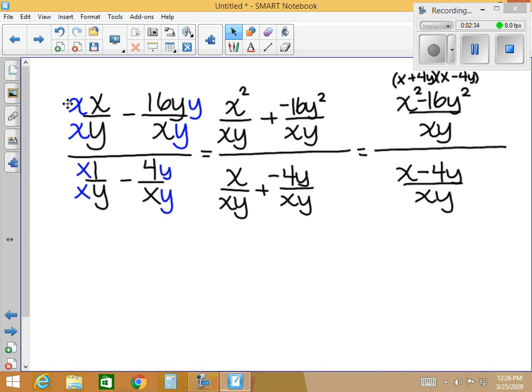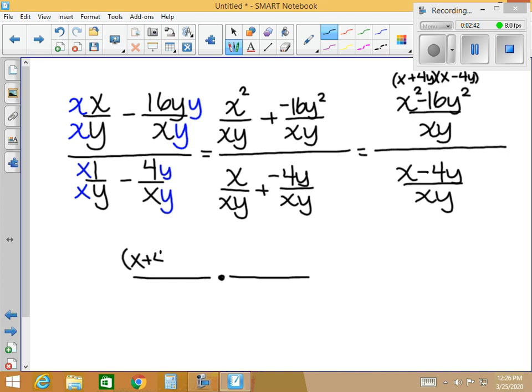Once we're to that step, now we're ready to do our last division, which is multiplying by the reciprocal of the second one. So the top is x plus 4y over xy, times, if I flip the bottom fraction, xy over x minus 4y.